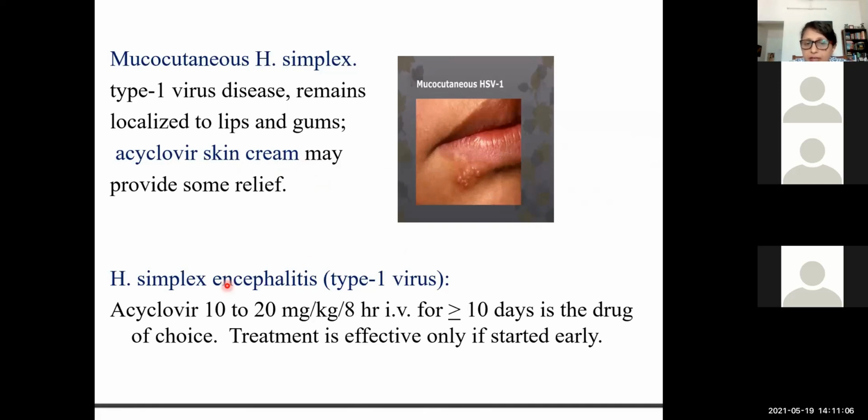Then, if it is herpes simplex encephalitis, you know, it is a very fatal condition. It is a very severe, sickly condition. So in such cases, you know that it should be given IV only, a parenteral drug. In herpes simplex encephalitis, any antiviral therapy, if it is started early, will be very effective.